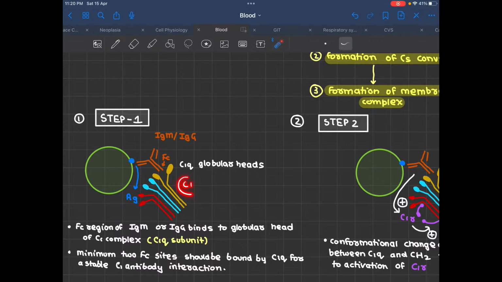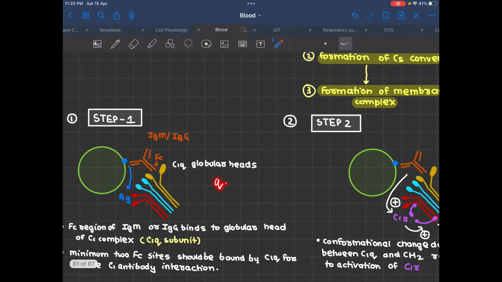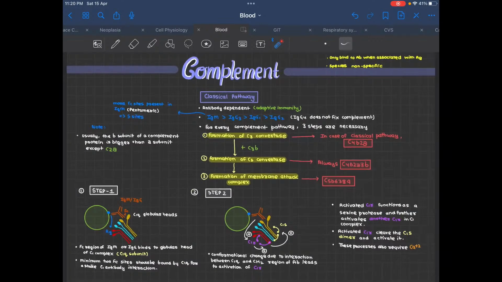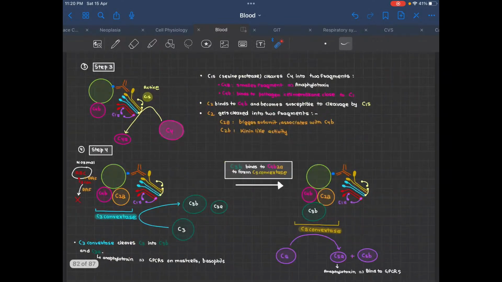Whatever be the case, C1 is going to bind over here. Okay? So C1 की 3 units हैं. You have the Q, R and S. Okay? So these are the 3 units, and ultimately पहले Q activate होएगी, then it's going to activate R, and then it's going to activate S. So now what is next is going to happen.